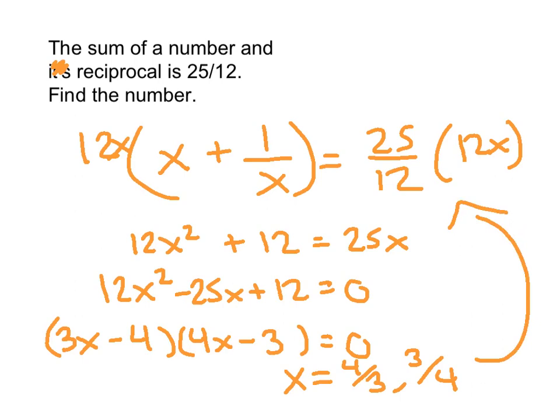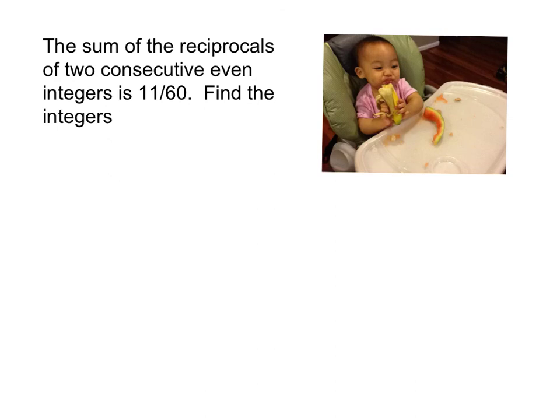For this last problem, it will be a word problem, and you'll be submitting your answer on the form online. So the problem reads, the sum of the reciprocals of two consecutive even integers is 11/60. So two consecutive even. Find the integers. So go ahead and set up an equation, solve for your equation, and find the two integers.